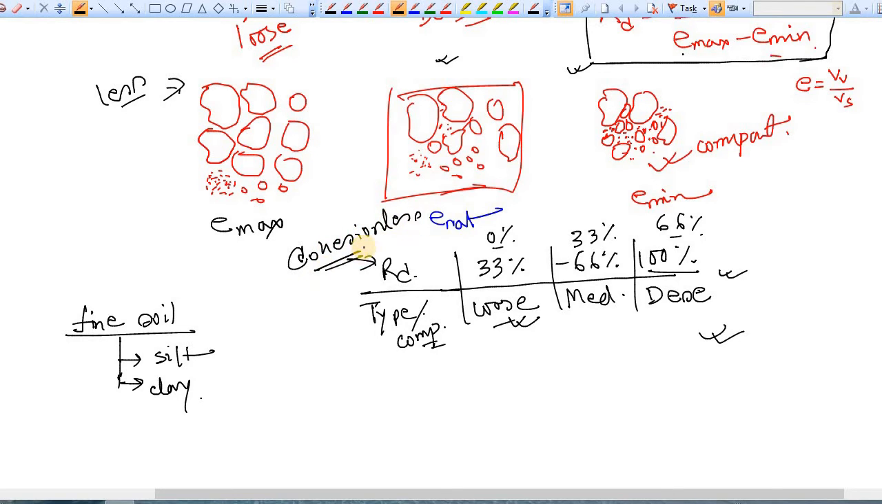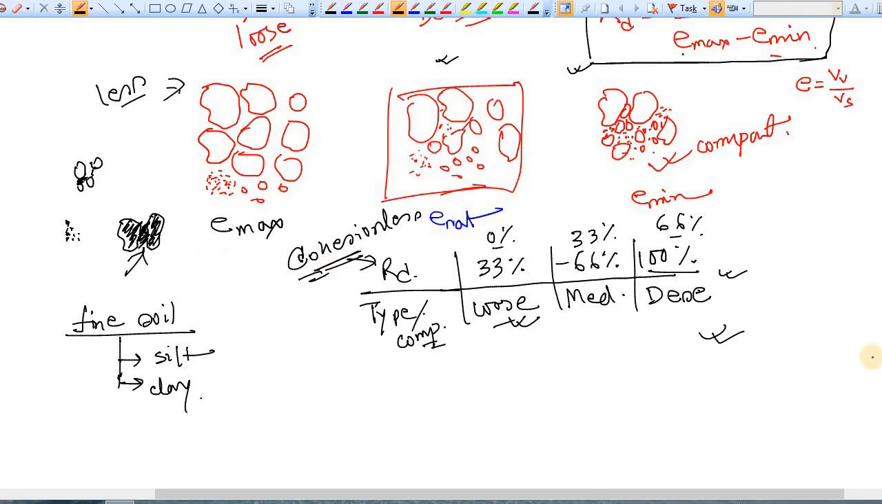Cohesionless soil. Okay, cohesion means the property to attach with other particles. Now if you take some gravels and stack them together, they will not attach to each other. But if you take a paste of clay and stack it with another paste of clay, they will be stuck together. This property is known as cohesion.